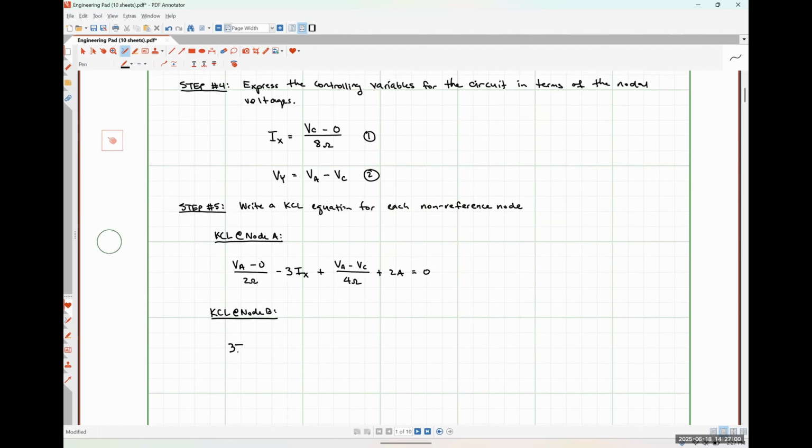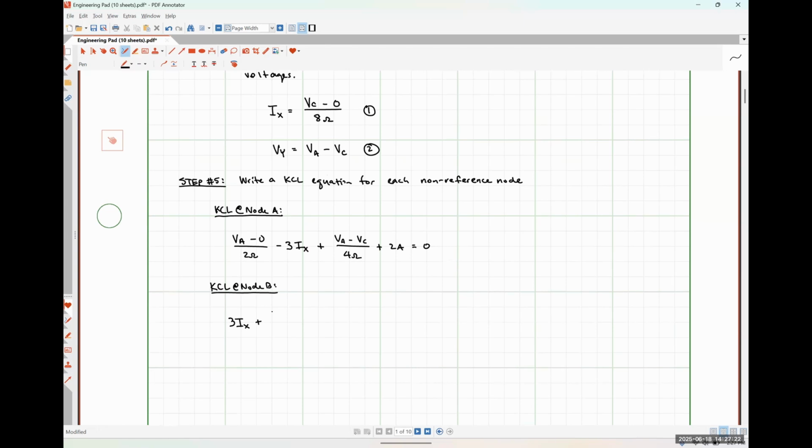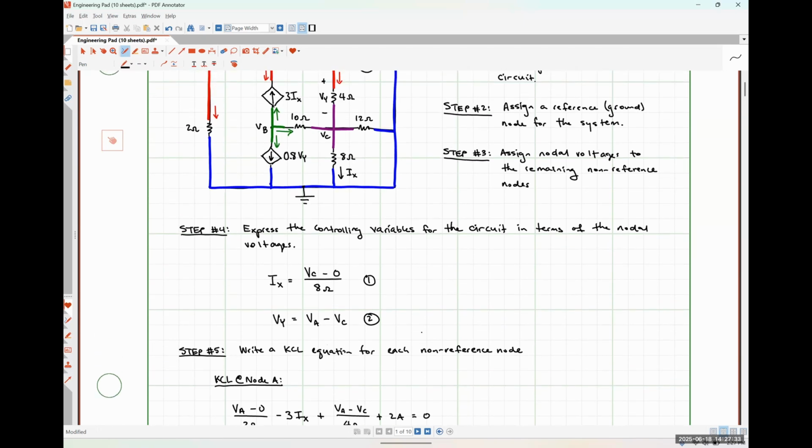So I've got 3ix is leaving node B. Now let's do the current flowing to the right through the 10 ohm resistor. Can anybody help me with that one? VB minus VC over 10 ohms. Exactly right, Joseph. VB minus VC over 10 ohms. Thank you. And then lastly, I have the current flowing down through that voltage controlled current source. Can anybody help me with that one?